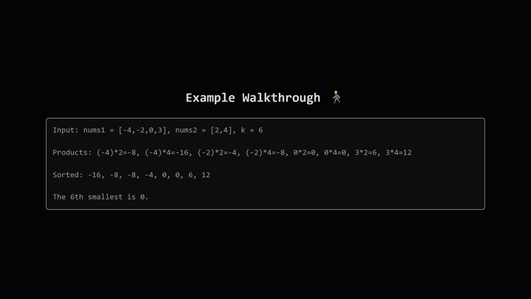Let's walk through this example to make it concrete. Nums1 has negative numbers, 0, and a positive number. Nums2 just has positives. As you can see, the products can be all over the place. For instance, -4 times +4 gives us -16. But 0 times anything is 0. Once we list out all the possible products and sort them from smallest to largest, we just count 6 spots into the list, and we land on 0. So 0 is our answer for this case.